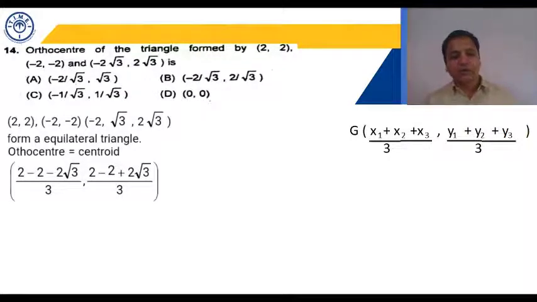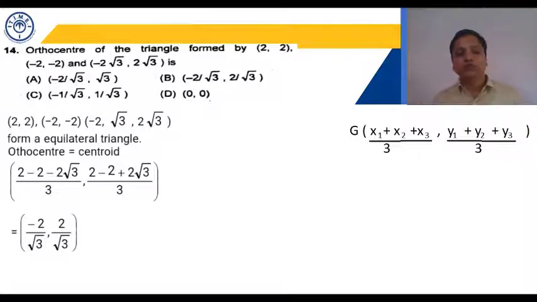So when you add them, 2 and minus 2 cancel out. It comes out to be minus 2 root 3 by 3, which is minus 2 by root 3, and 2 root 3 by 3 is 2 by root 3. So one of the choices matches, which is option choice B. So our answer comes out to be B.